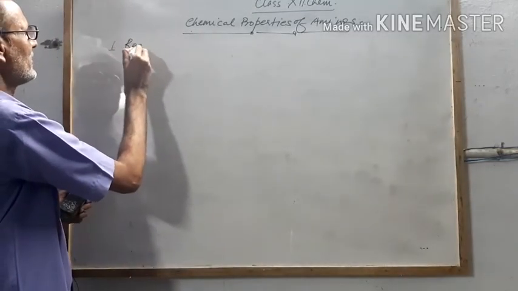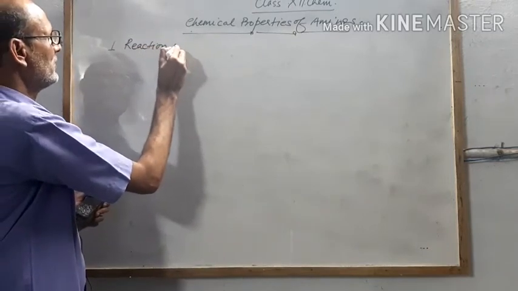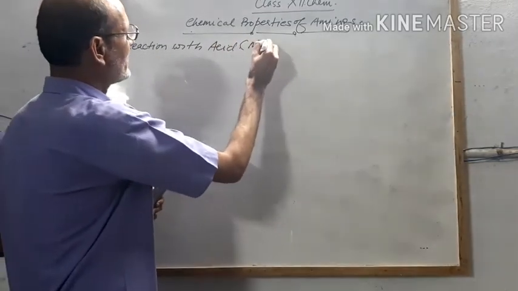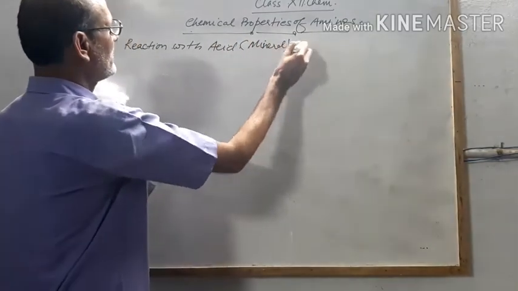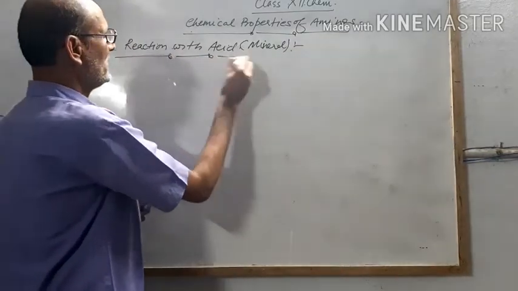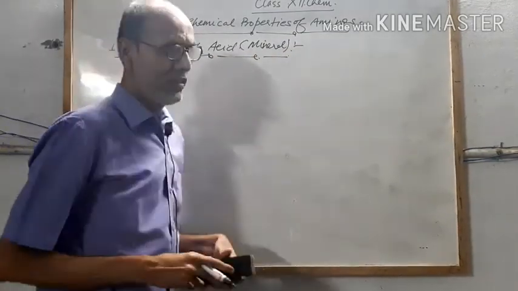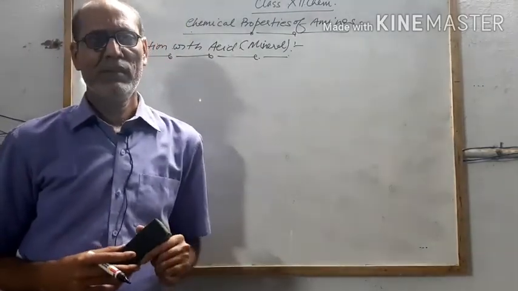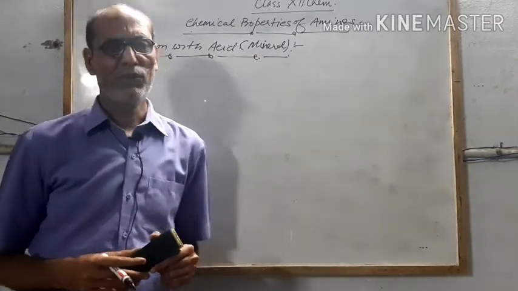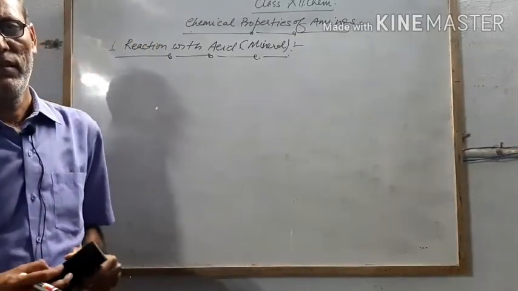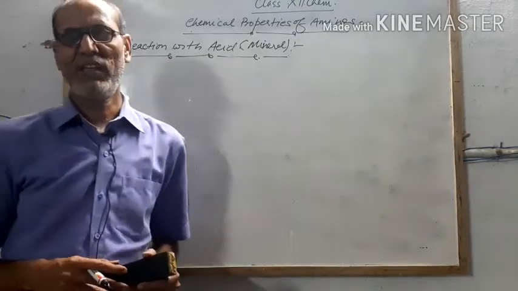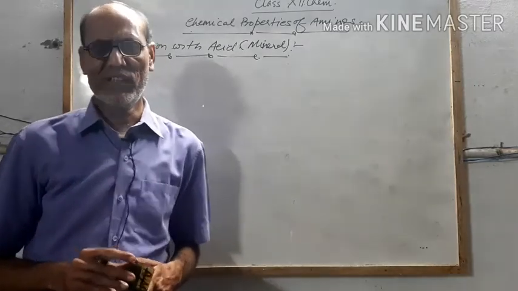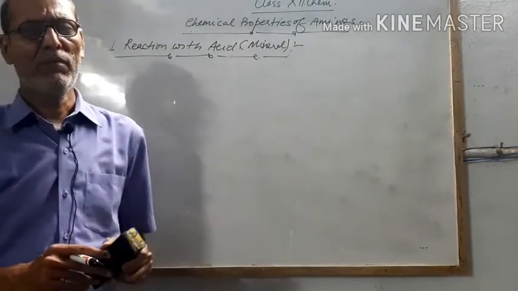Reaction with acids, mineral acids. Amines are basic in nature because they contain a lone pair of electrons on nitrogen, so they show basic behavior. They react with mineral acids like HCl, HNO3 and form salts.